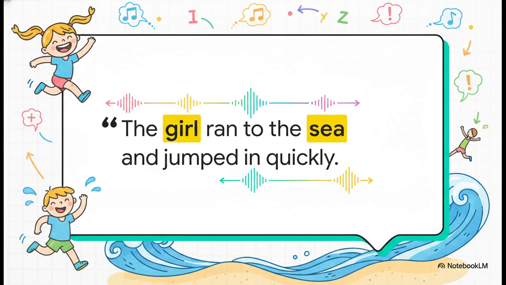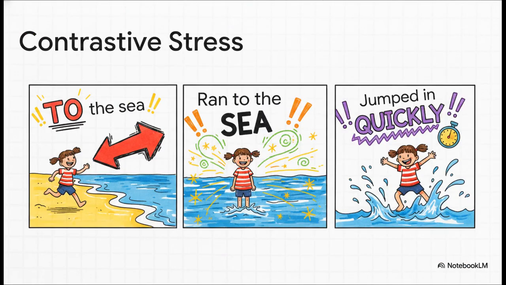Take this sentence, for example. The girl ran to the sea and jumped in quickly. The content words girl, ran, sea, jumped, and quickly, they naturally carry the rhythm and weight of the whole sentence. But of course, there are exceptions, and this perfectly highlights what we call contrastive stress. Literally, just putting the stress on an unexpected word can completely flip the meaning of the sentence. Listen to how this changes.